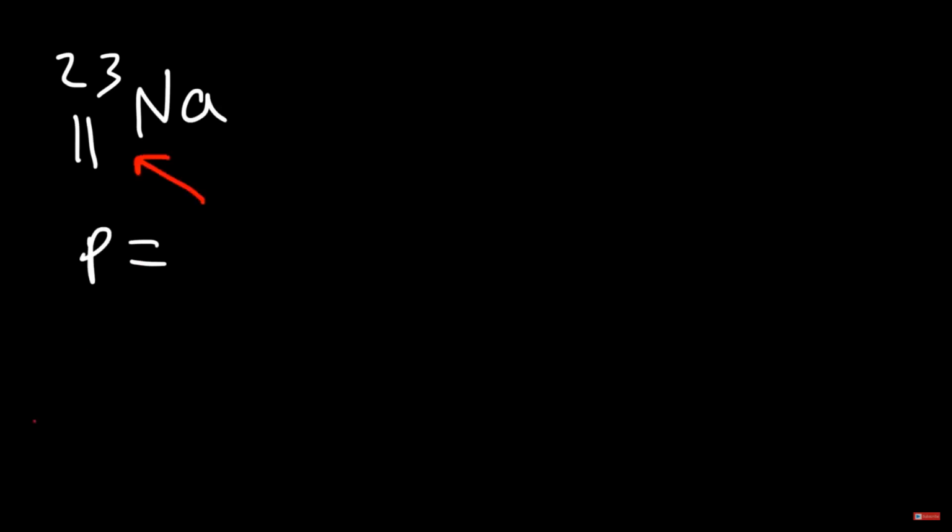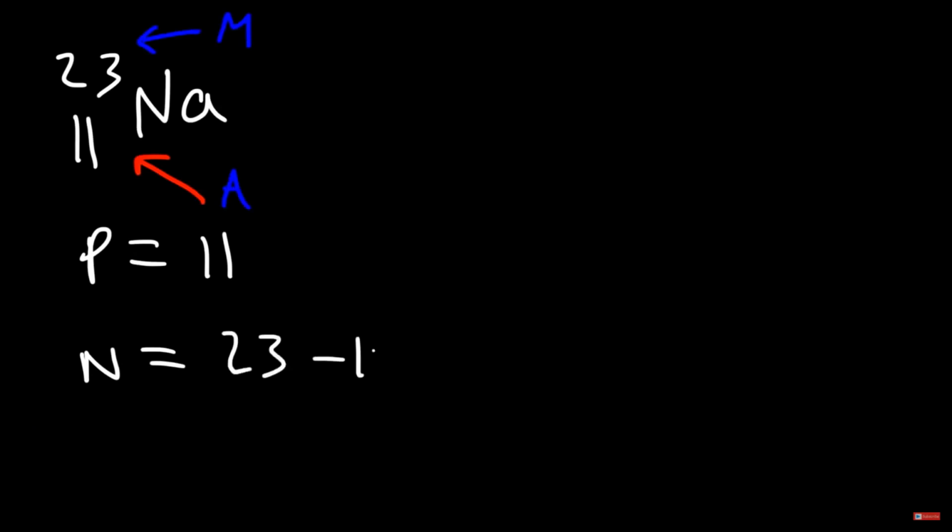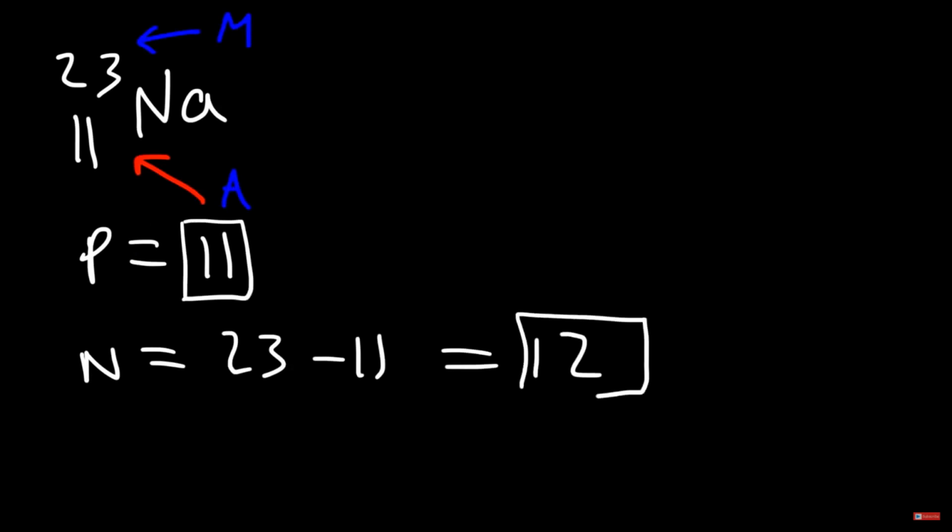So let's start with this example. Go ahead and calculate the number of protons, electrons, and neutrons for this element. So the number of protons is equal to the atomic number, which is the smaller of the two values, so that's going to be 11. The number of neutrons is the difference between the mass number, which is 23, and the atomic number, which is 11. So it's 23 minus 11, and that gives us 12. So we have 11 protons, 12 neutrons.